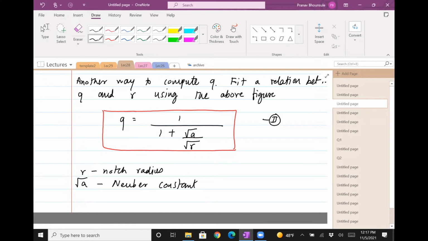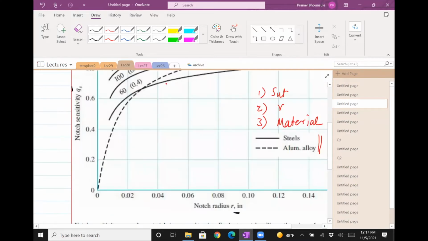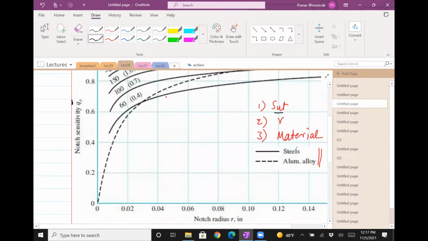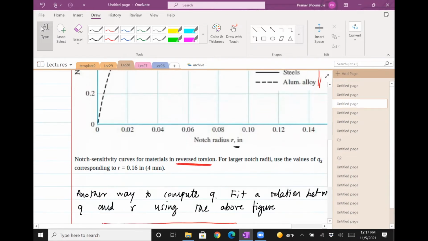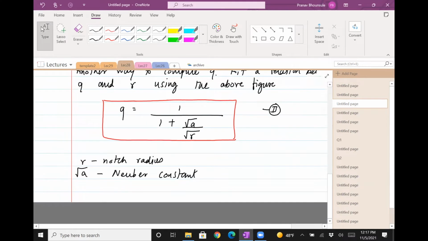If you look at these curves, it depends on S_ut, r, and the material, right? But r is taken care of in that equation. We are only left with 1 and 3, the strength and whether it's steel or aluminum. So we basically give you a formula which tells you what square root of a is, and you just use that formula to find square root of a and use that for problems.